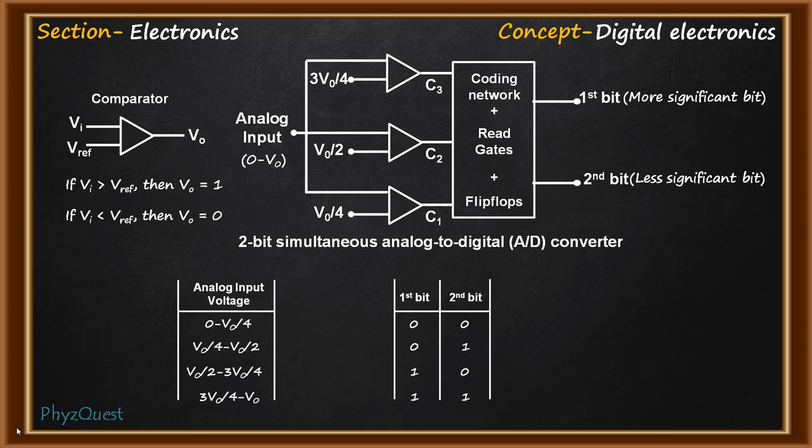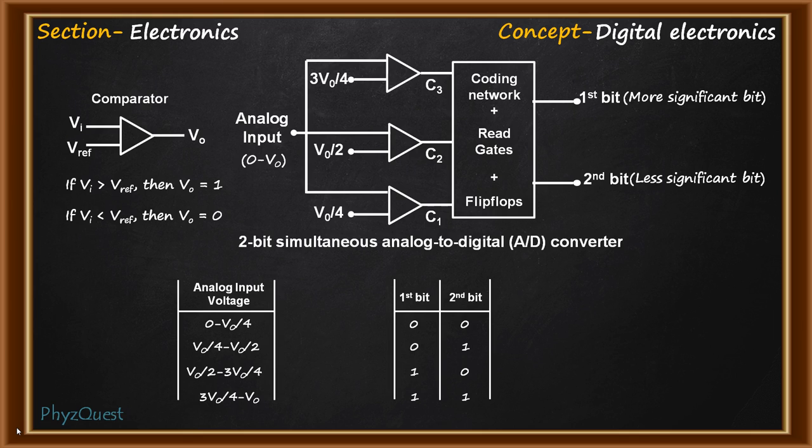Here 1 and 0 mean that if the input voltage is higher than the reference voltage, the comparator will be in the on state, and if the input voltage is less than the reference voltage, the comparator will be in the off state. So that on and off is signified with 1 and 0.